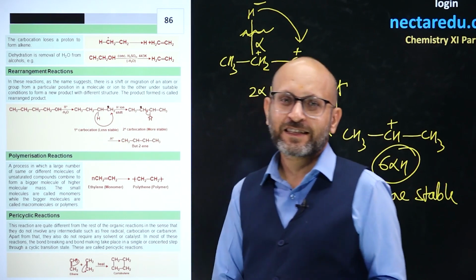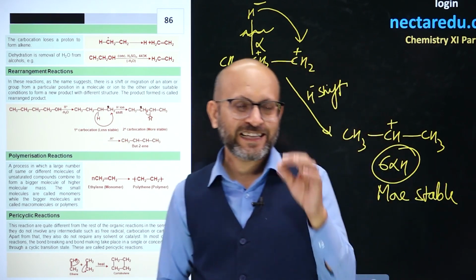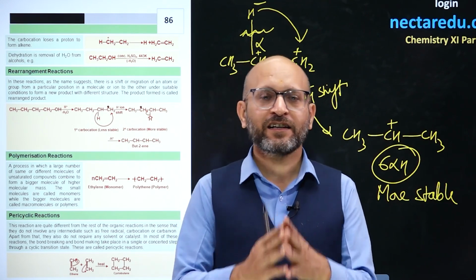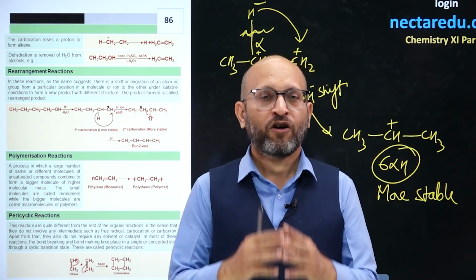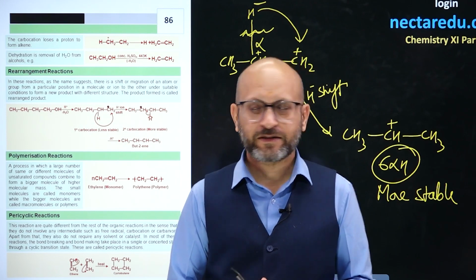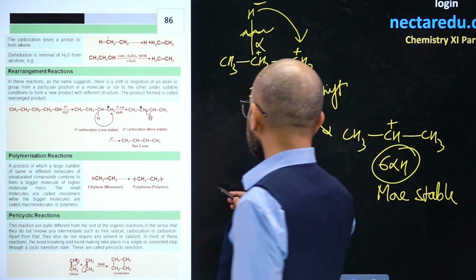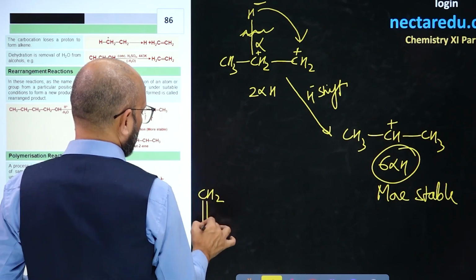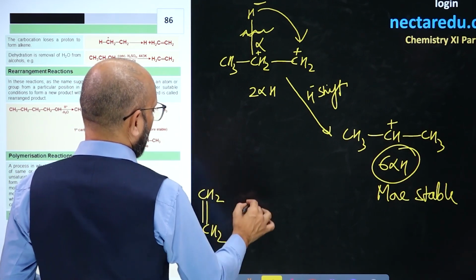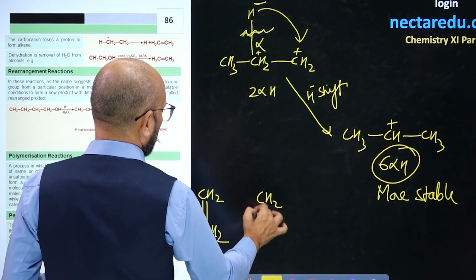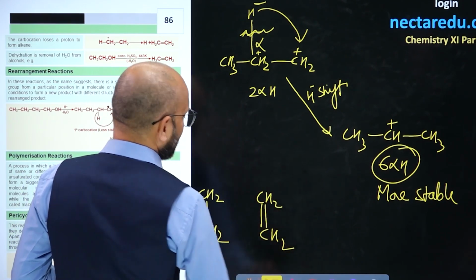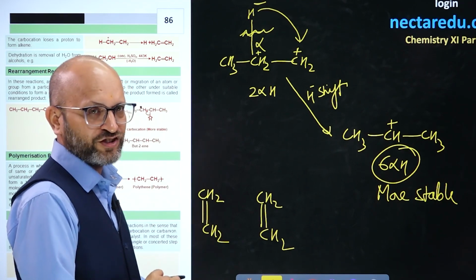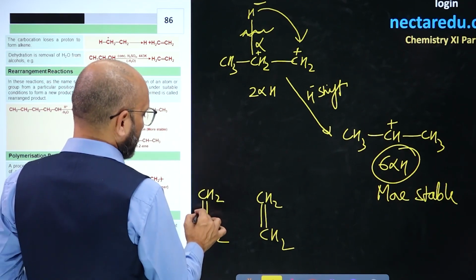Alright. Next is pericyclic reaction. In such kind of reactions, we do not have intermediates such as free radical, carbocation, carbanion formation. Only concerted mechanism happens. Example, if we have CH2 double bond CH2 and we have another CH2 double bond CH2, there is no requirement of catalyst or any special reagent, and the reaction happens automatically.